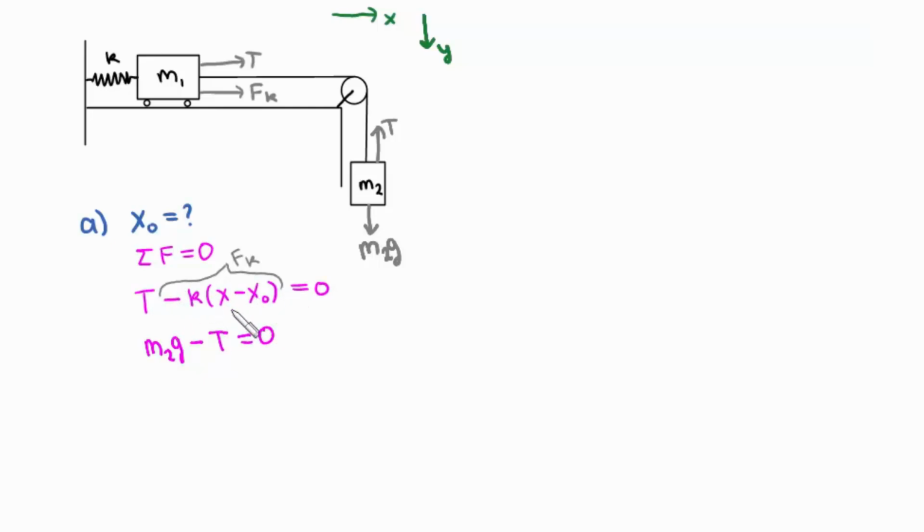Now I can join these two equations. I can cross out the T's on both sides, and we see that I get m2g minus k(x minus x0) has to equal 0. So now I can see that x minus x0 is equal to m2g divided by k. Now, I made a little bit of a mistake over here.